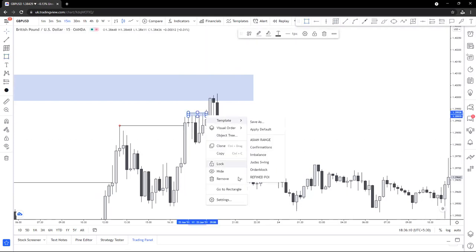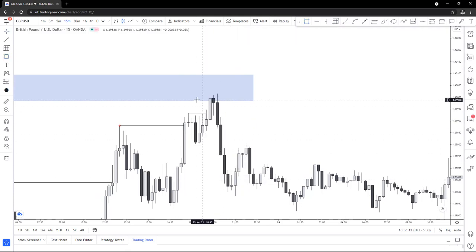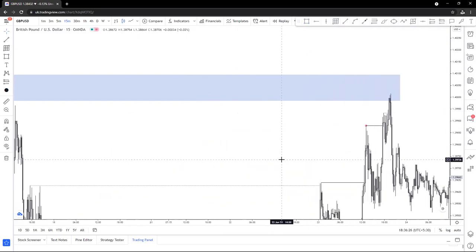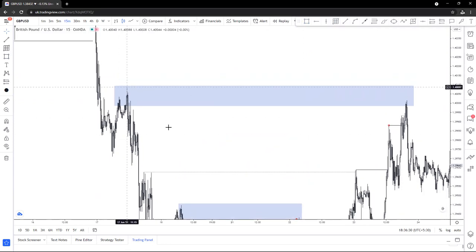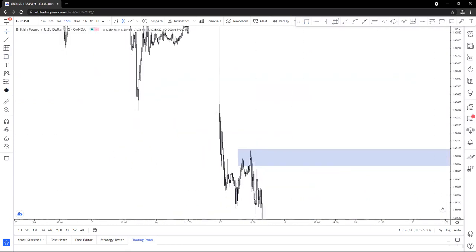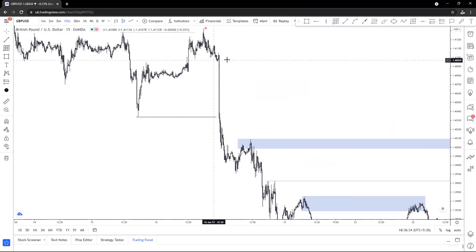Now, what makes this POI high probable? The inducement below is this. You see that? The inducement is what makes it high probable. And the next thing we know is that price has no reason to go above this, because on the 4-hour time frame, this was just a huge imbalance.